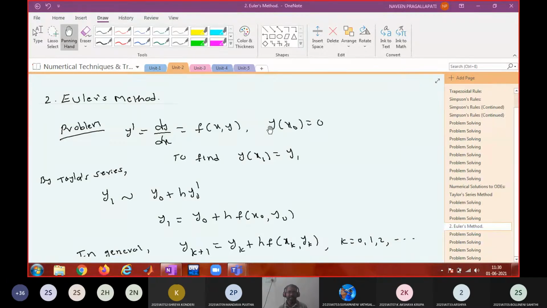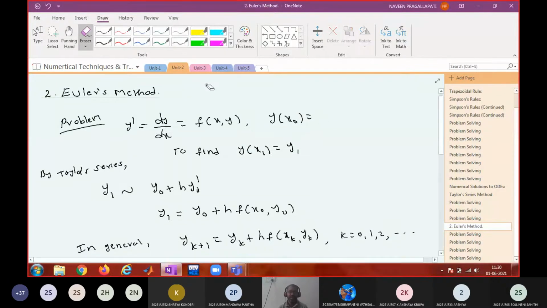You will be given an initial value problem, dy by dx equals f of x comma y, with the initial condition that y of x naught equals y naught. You will be asked to find y of x1, which is y1. Now we know the Taylor series for y1. We have written the Taylor series for y1 up to the fourth order derivative. Do you remember? Instead of writing up to the fourth order derivative, if you write up to only the first order derivative, that is nothing but Euler's method.